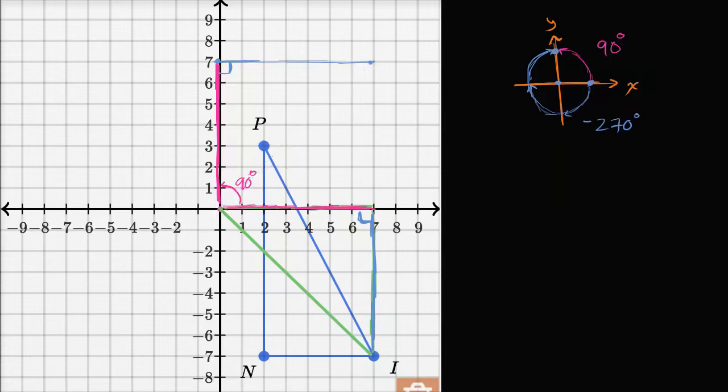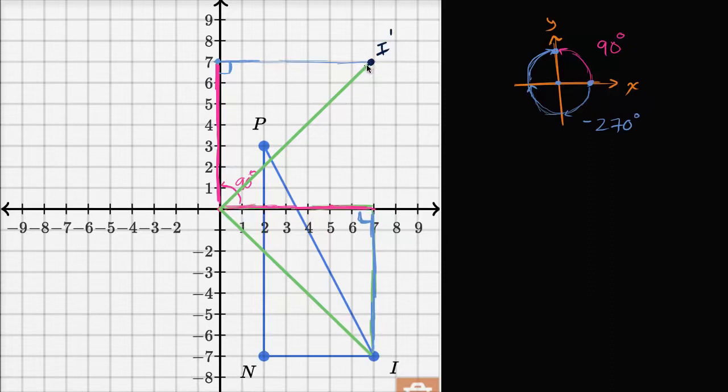I want to do that in the green. I have trouble changing colors. All right, so there you go. It's going to look like that. So your new point I, if you rotate this right triangle 90 degrees, your new point I, or I'll call it I prime, which is the image of this point after I've done the 90 degree rotation, is going to be right over here.